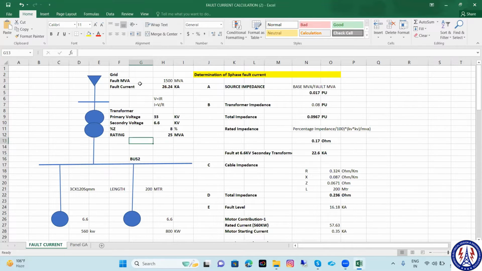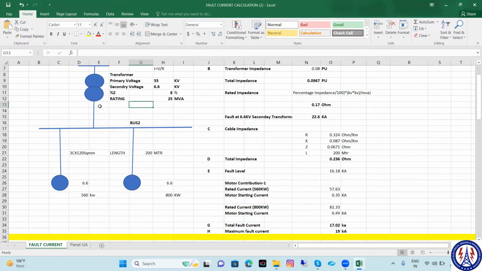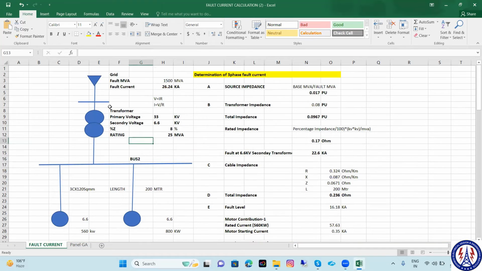Anyway, so this is my grid supply, which is 33 kV, which is supplying power to the transformer. Then after the transformer, there is the motor load. So we have to determine the fault here at bus 2 and at the motor terminal. You can see here how many impedances there are: this is the source impedance, this is the transformer impedance, and this is the cable impedance. If I get all these, I can use them for determining the fault current.